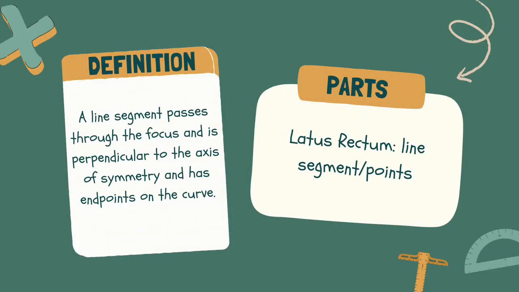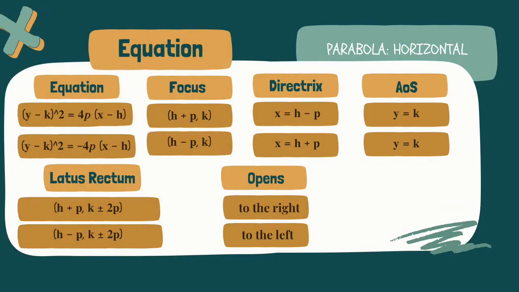Next is the latus rectum. It is a line segment that passes through the focus and is perpendicular to the axis of symmetry and has endpoints on the curve. So, these are the formulas used in the horizontal equation.